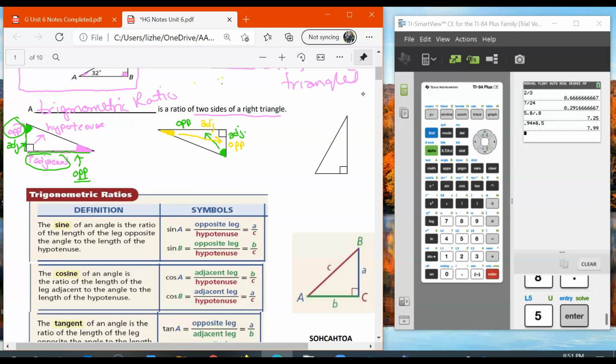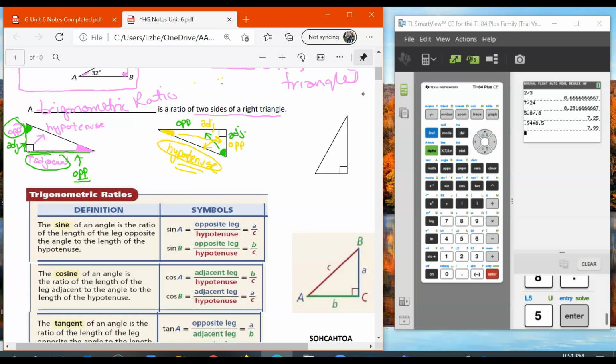And now this side right over here, no matter which angle we're talking about, this side does not change. It is the hypotenuse, always. It doesn't change. It's opposite the 90-degree angle. We have another one here.